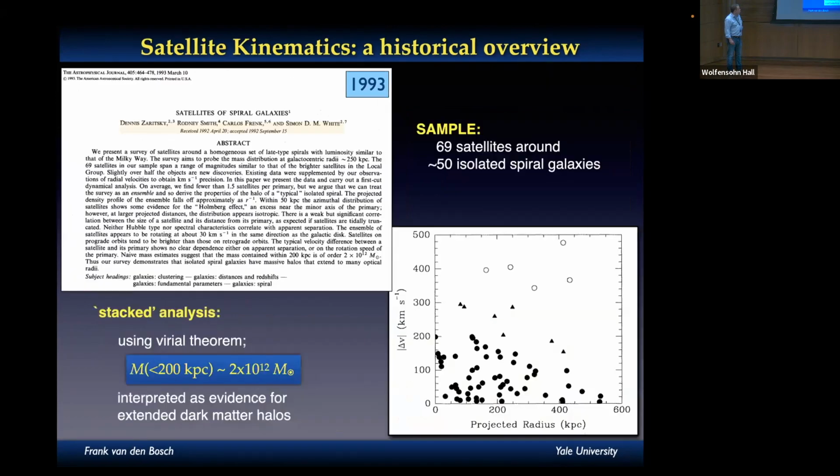Now we have to move forward by about 60 years for our next serious attempt on this, and this is Dennis Zaritsky's thesis. In 1993, they had 70 satellites around only about 50 isolated spirals. This is the data, delta velocities as a function of projected radius. And Zaritsky used this to show, look, on average, these spiral galaxies have massive halos around them of about a few times 10 to the 12 solar masses. This was the state of the field in 1993.